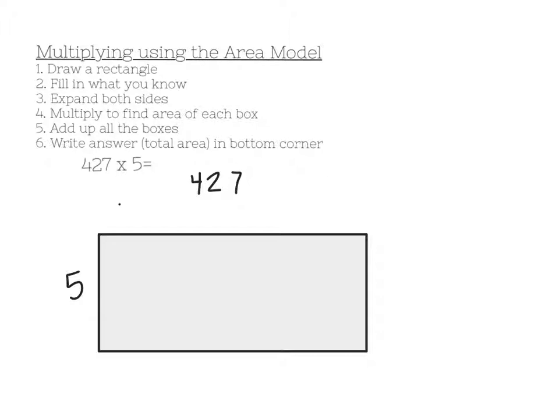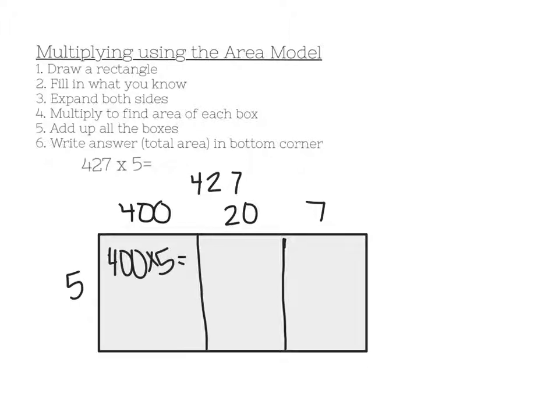427 in expanded form is 400 and 20 and 7. Now I'm going to multiply to find the area of each box. For this box, my length is 400 and my width is 5. So I'm going to do 400 times 5. For this box, my length is 20 and my width is still the same, which is 5. Then in this last box, my length is 7 and my width again is still 5.